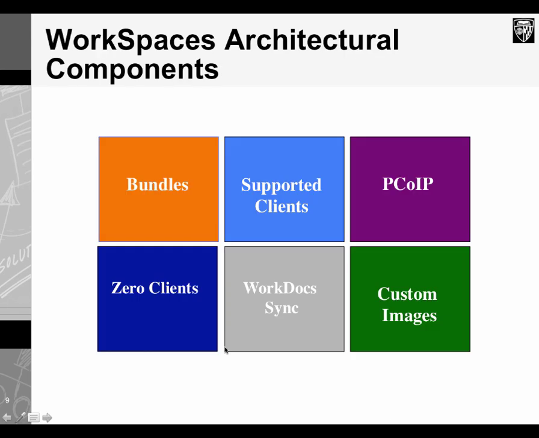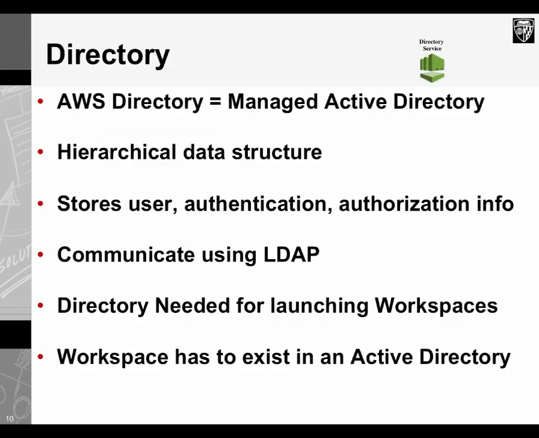Okay, so let's look at the WorkSpaces architectural components. We're going to look at bundles, supported clients, PCoIP, zero clients, WorkDocs sync, and custom images as part of this section. Let's start with directory. Well, a directory is really a managed Active Directory. A directory is actually an AWS service that is connected to WorkSpaces services. We need to understand directory a little bit so that we can launch AWS WorkSpaces.